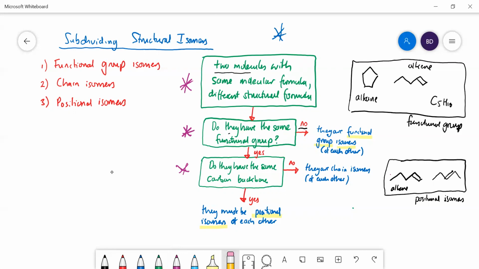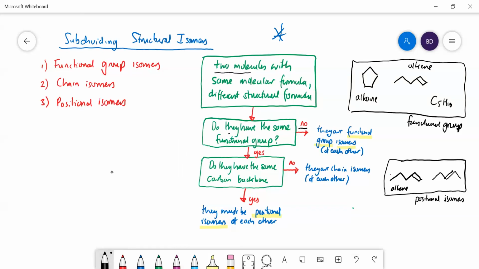Right, let's do another couple now. So again, when you're talking about functional group, chain, or positional isomers, it's very important, this "of each other" bit, which I'm just underlining there. It only makes sense to say things are chain isomers or positional isomers when you're talking about a pair of them. It's always when you're comparing it to something else.